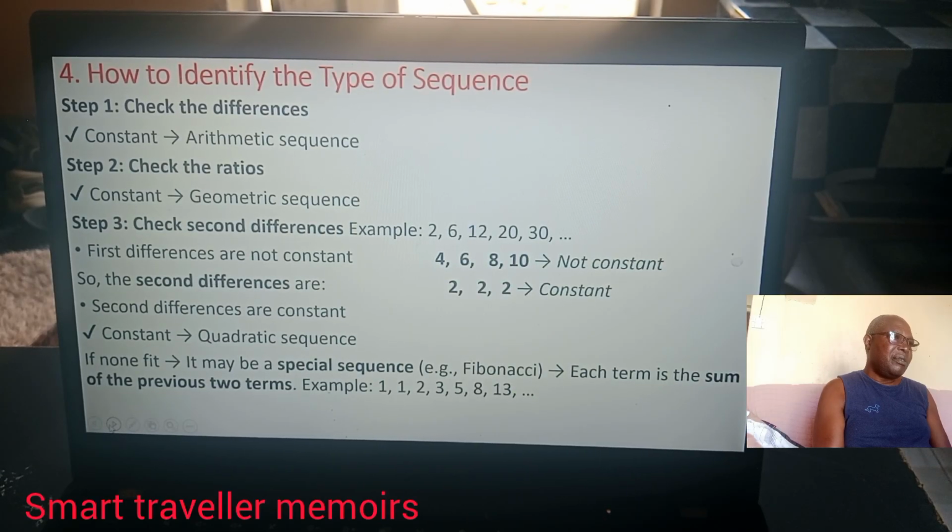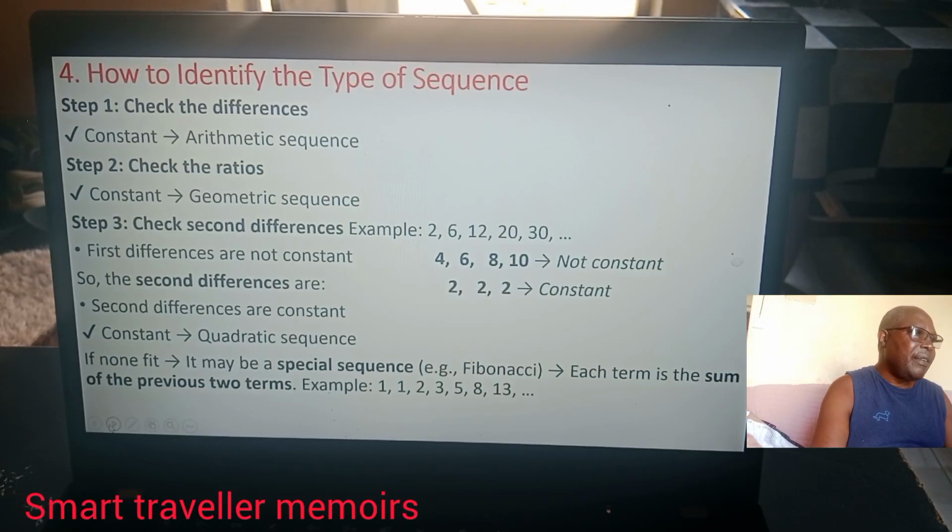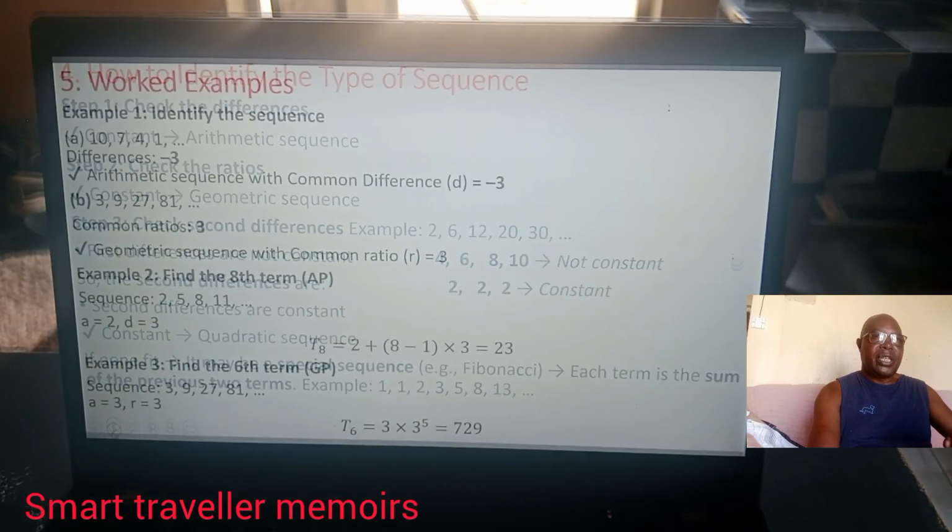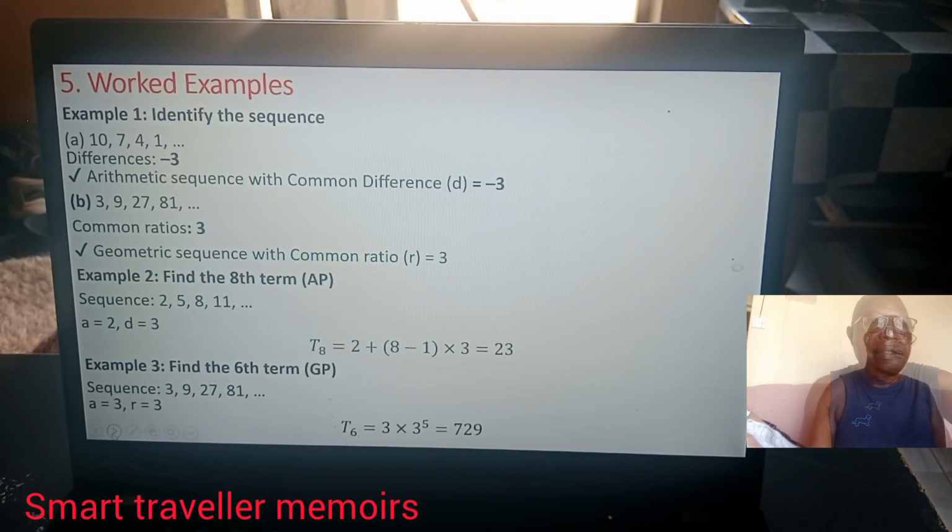1 plus 1 is 2. 1 plus 2 is 3. 2 plus 3 is 5. 3 plus 5 is 8, and 5 plus 8 is 13. That is the Fibonacci sequence. For our case, we are just going to deal with the two: that is the arithmetic sequence and the geometric sequence. Others, you can learn when you proceed with the mathematics.